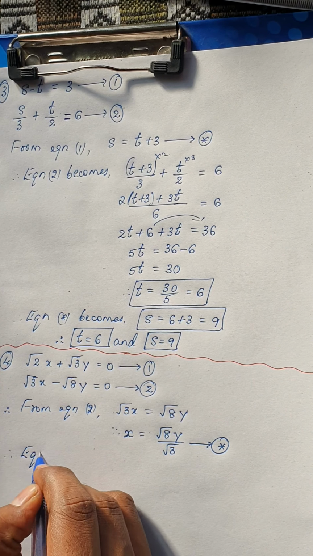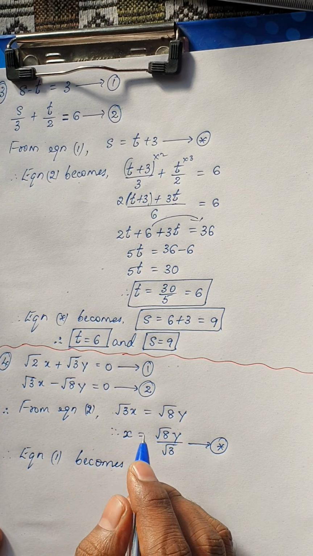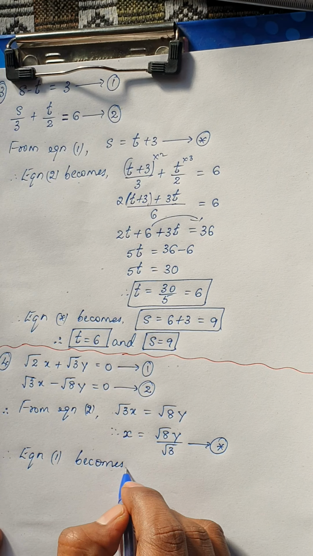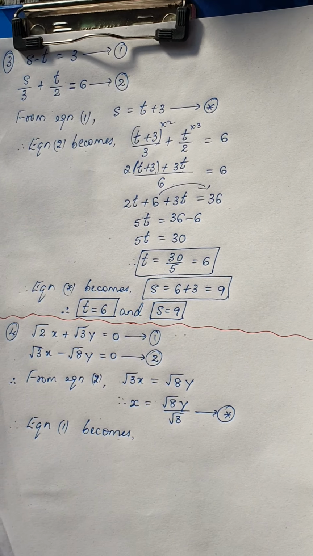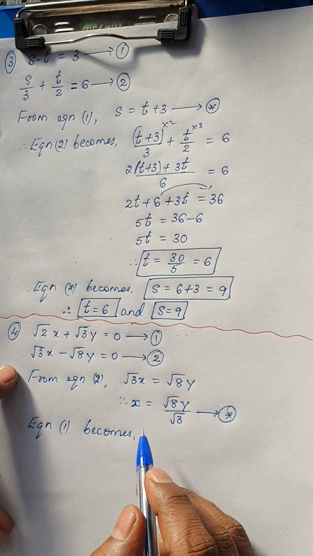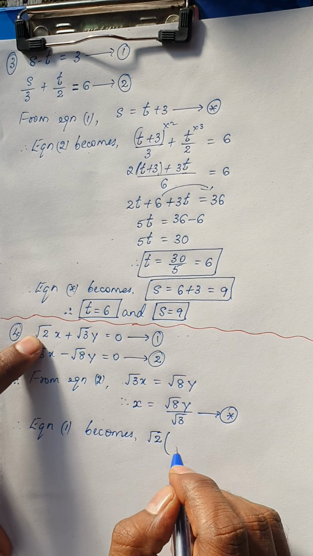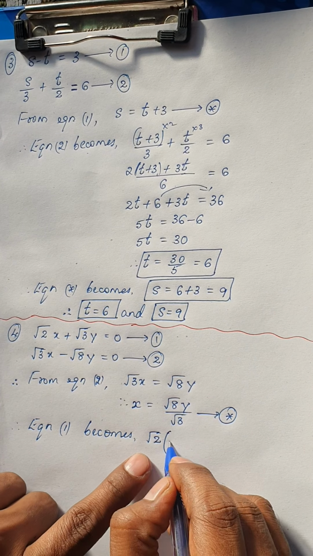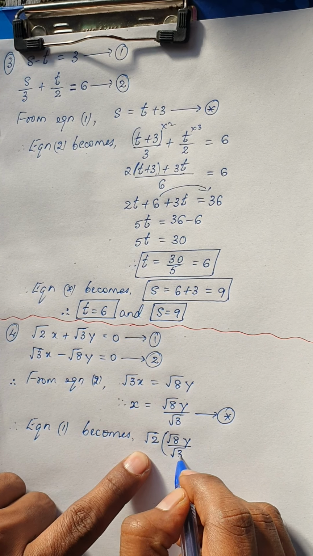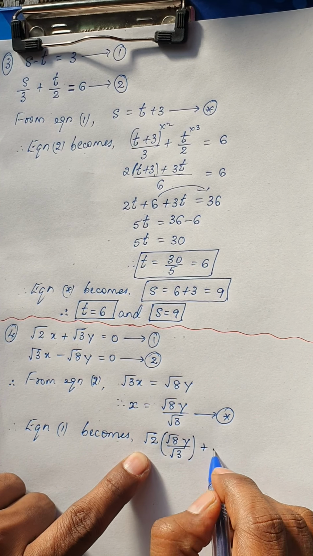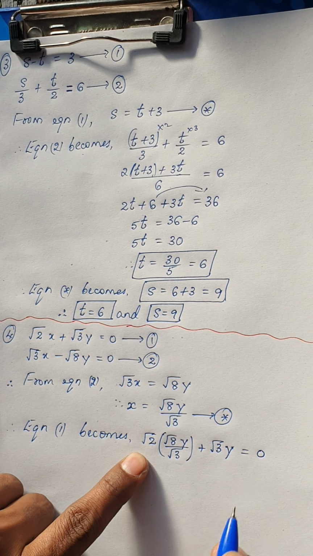Therefore, equation 1 becomes, I got the substitution from equation 2, so I have to substitute back in equation 1. Now see what happens. From equation 1, I have root 2 into x. For x, substitute this. I have root 8 into y divided by root 3, plus root 3 into y will be equal to 0.